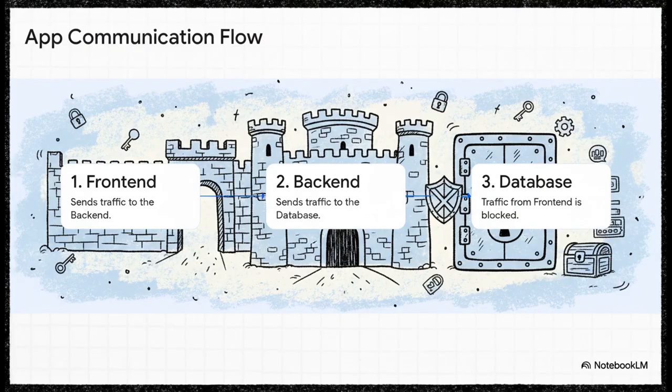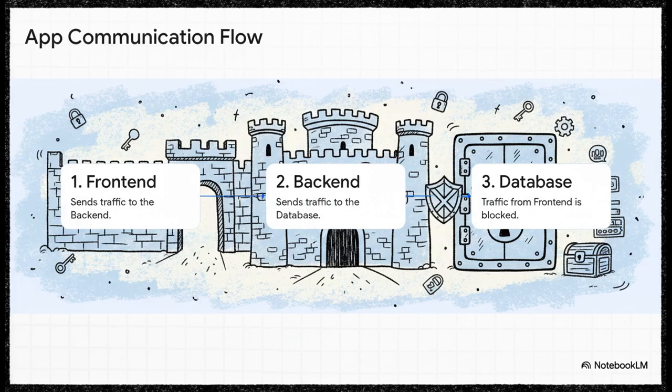Let's imagine a super common setup, a 3-tier app. You've got your front end, your back end, and your database. Now, logically, the only traffic you want is from the front end talking to the back end, and then the back end talking to the database. You absolutely, under no circumstances, want your public-facing front end to be able to talk directly to your database.